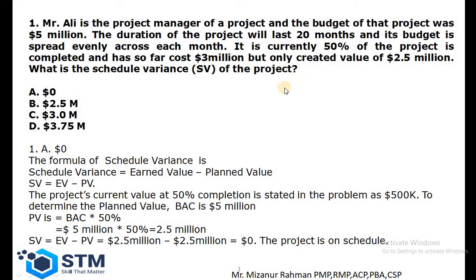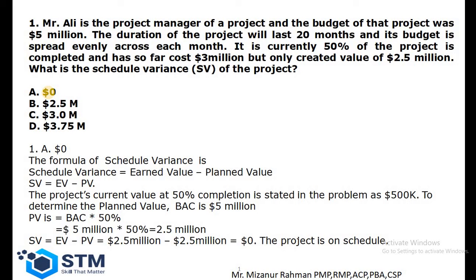So we already completed 50%. That means we achieved the value of the project of 2.5 million. This 5 million is the total BAC, budget at completion, and 50% of that is 2.5 million. So 2.5 million minus 2.5 million is 0. So the project is on schedule. So we can say the answer of this question is 0.